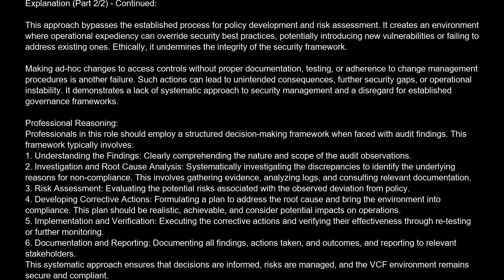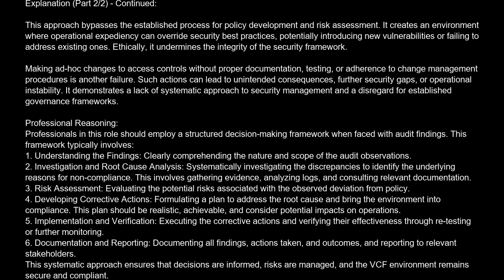Making ad hoc changes to access controls without proper documentation, testing, or adherence to change management procedures is another failure. Such actions can lead to unintended consequences, further security gaps, or operational instability. It demonstrates a lack of systematic approach to security management and a disregard for established governance frameworks.